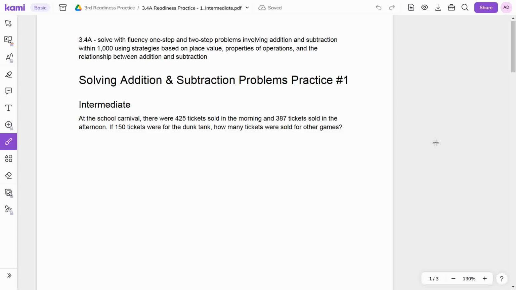Today we are looking at 3.4a readiness practice. This is solving addition and subtraction problems, the intermediate version.